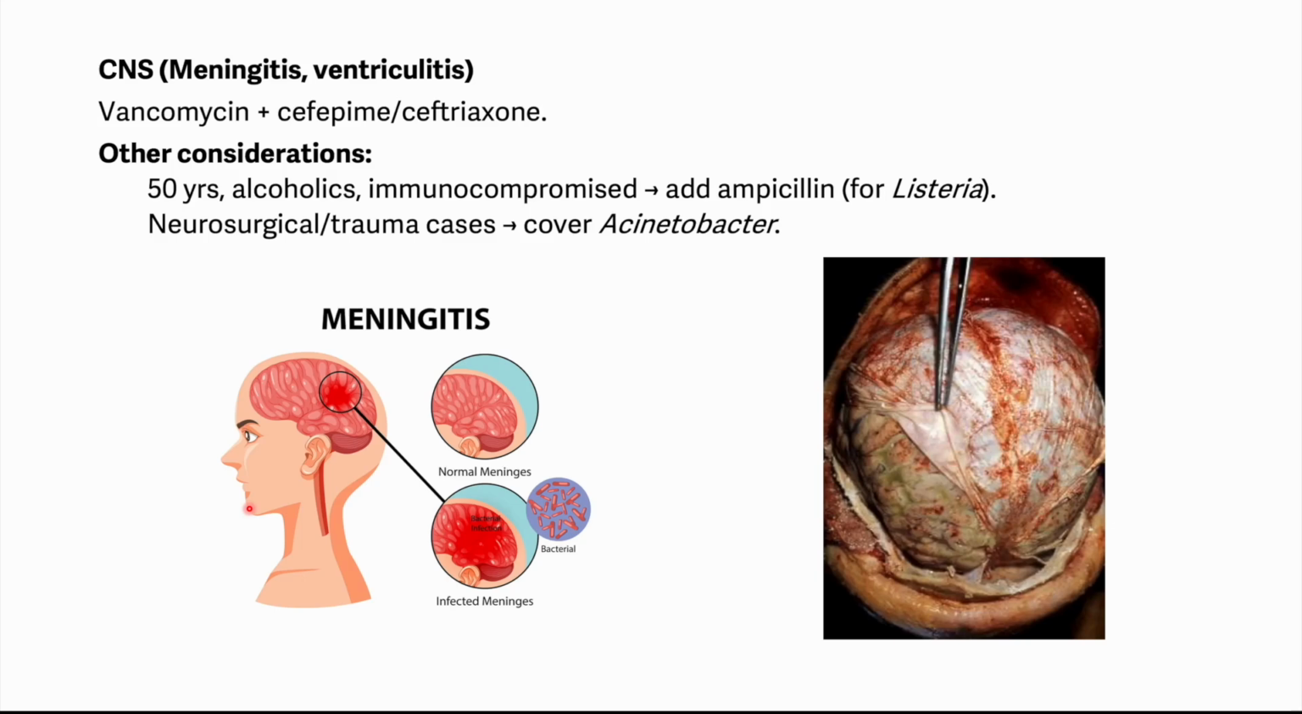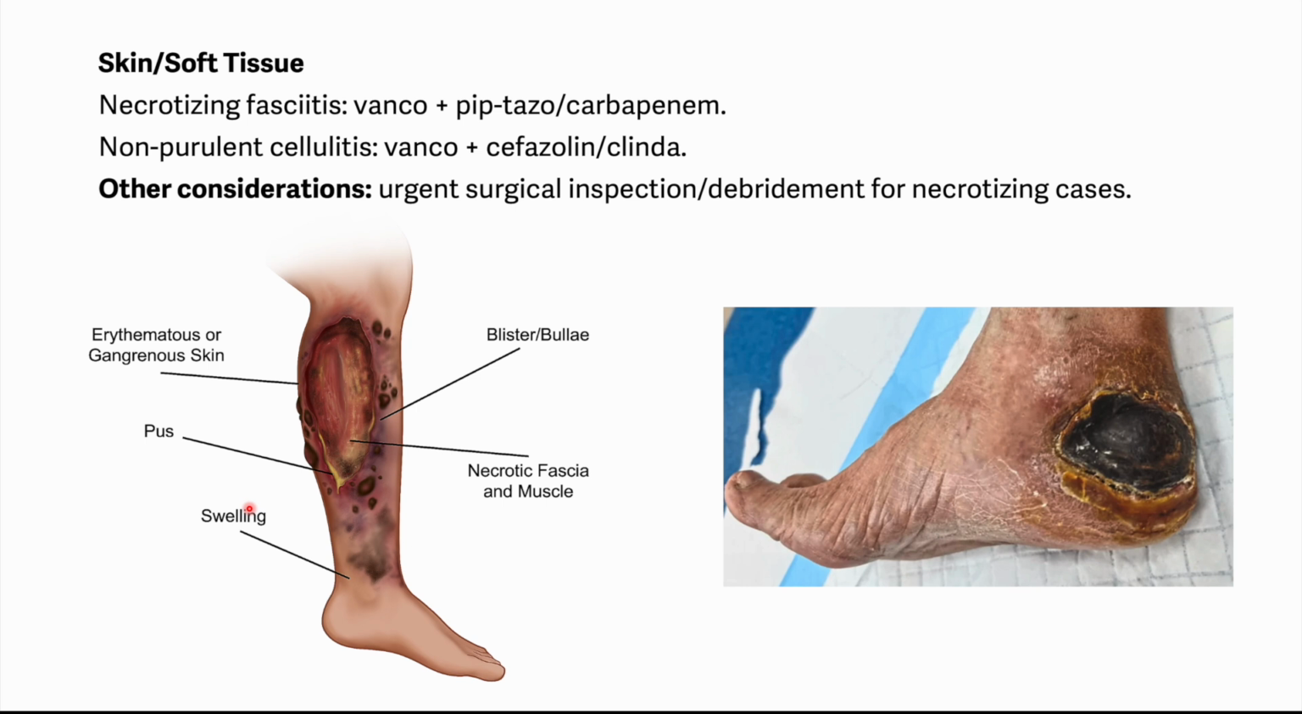In skin and soft tissue infections, for necrotizing fasciitis, vancomycin plus piperacillin tazobactam or carbapenem is used. In non-purulent cellulitis, vancomycin plus cefazolin or clindamycin is used. Other consideration: urgent surgical inspection and debridement for necrotizing cases.